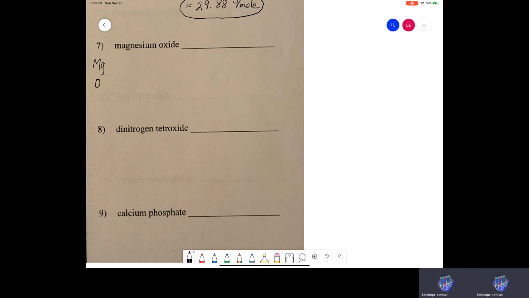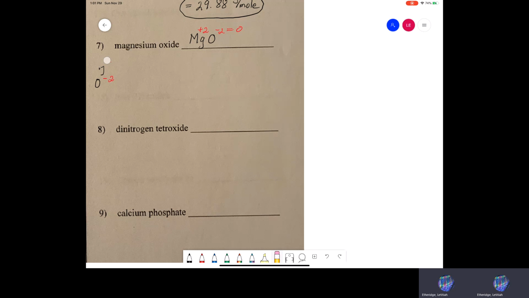Magnesium is in group 2. That means it has a charge of +2. Our oxygen has a charge of -2. Remember, it's in group 16. They all have a charge of -2. So we should end up with MgO. Remember, our charges have to equal 0. +2 and a -2 equals 0. So that formula is correct.